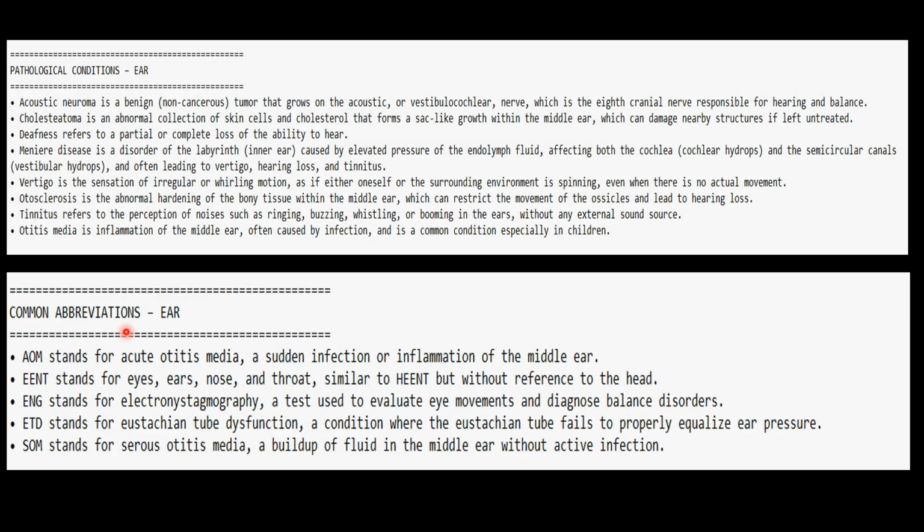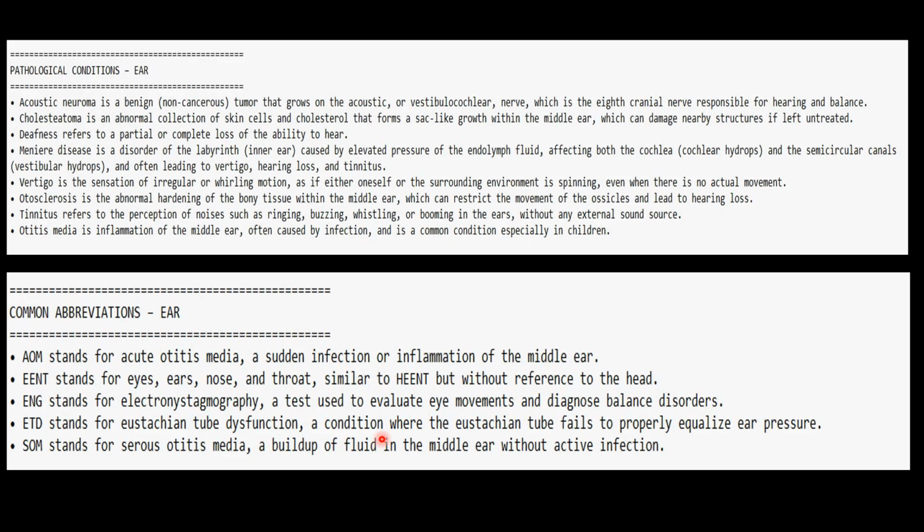Next is EENT, which stands for eyes, ear, nose and throat, similar to the HENT, but without reference to the head. Third thing is ENG, which stands for electronystagmography. So ENG stands for electronystagmography, which is a test used to evaluate eye movements and diagnose balance disorders.